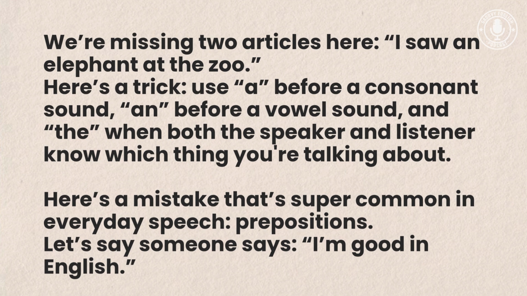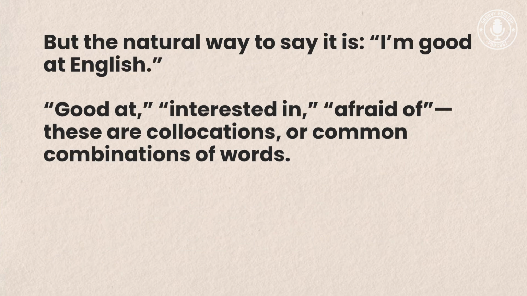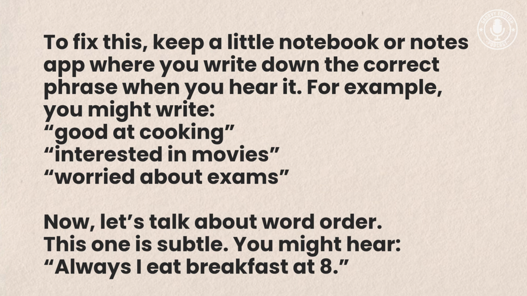Here's a mistake that's super common in everyday speech, prepositions. Let's say someone says, "I'm good in English." But the natural way to say it is, "I'm good at English." Good at, interested in, afraid of, these are collocations, or common combinations of words. To fix this, keep a little notebook or notes app where you write down the correct phrase when you hear it. For example, you might write, good at cooking. Interested in movies. Worried about exams.